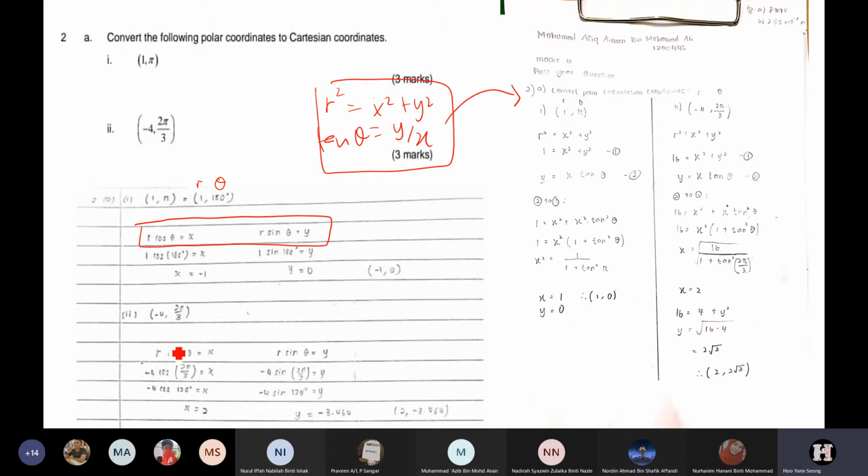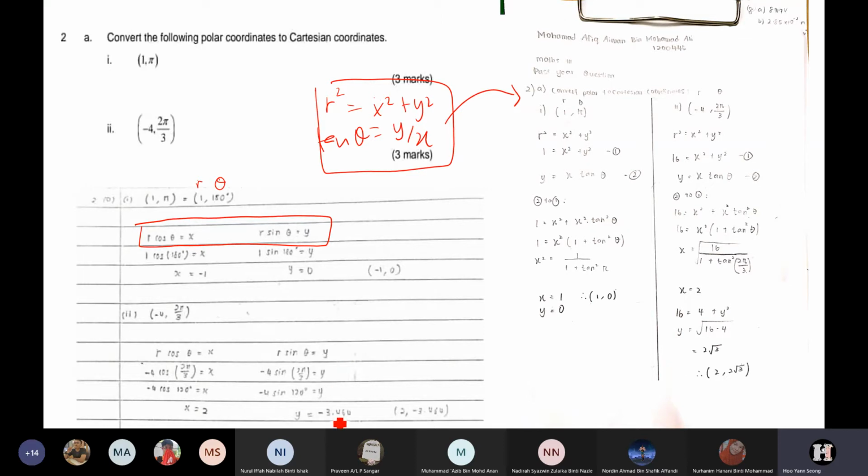And for the second one, though my r is negative, I just substitute into it. Like he did, 2 pi over 3, change it to 180. Press the calculator, x equals 2. It depends on your calculator. Some calculators, when you press sine 180, will give you the answer in the third form. So you can keep your answer in the third form, it also doesn't matter.